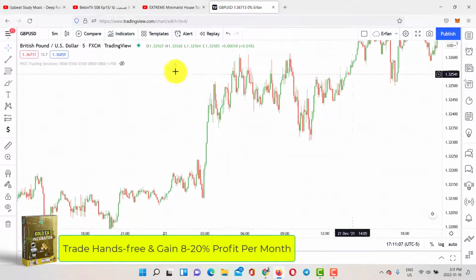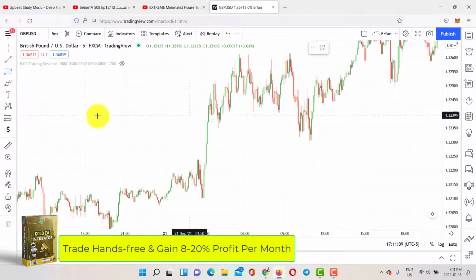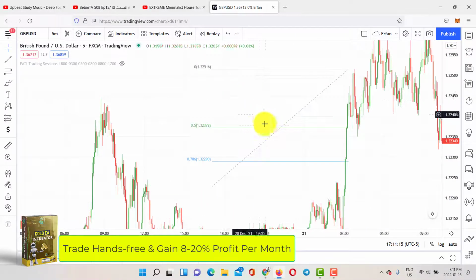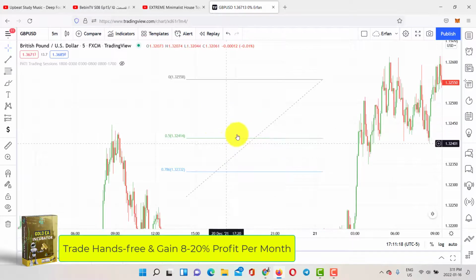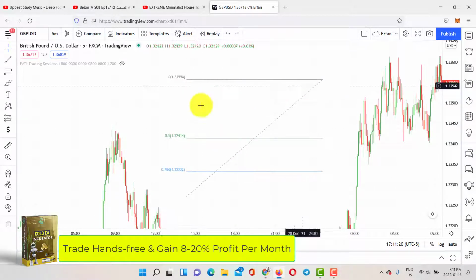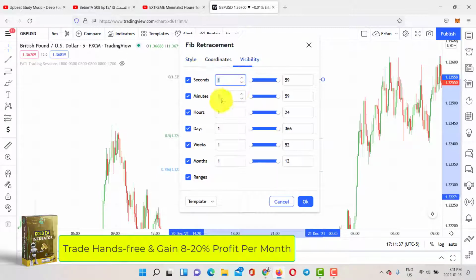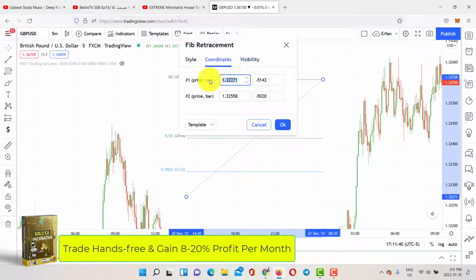So this Fibonacci tool right here, as you can see, if I want to draw it here, it looks something like this. So this is our Fibonacci retracement. I modified it personally because I don't need every single level that this Fibonacci retracement has. I only need 50%, like 0.5, probably 0.6 and 0.7. If you go to the settings area, you can change the coordinates, the style, and the visibility. I personally only turn on 0.5, 0.7 and 0 because it's totally enough.